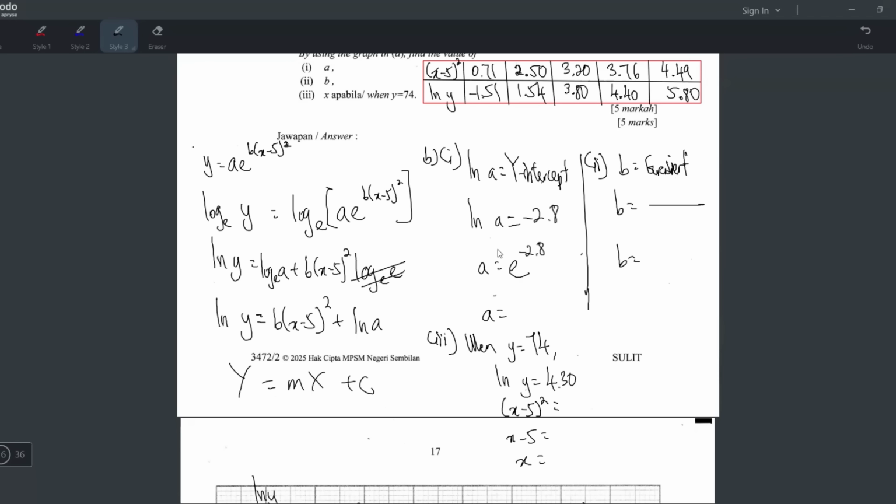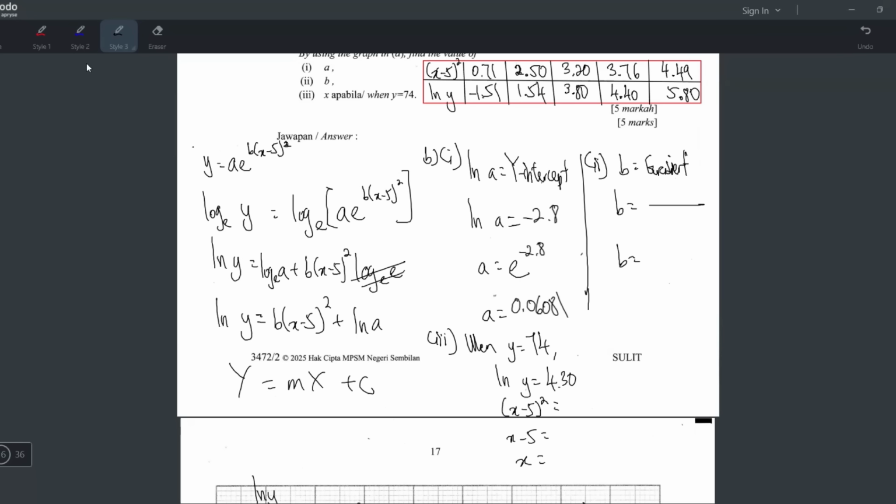And then this one I'll write the answer in 4 significant figures. Okay, how to press e? You press Shift LN. Shift LN and then -2.8. Okay, let's write the answer in 4 significant figures. 0.06081. 0.06081, right, in 4 significant figures.